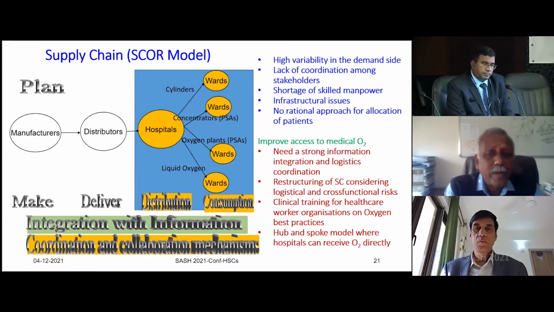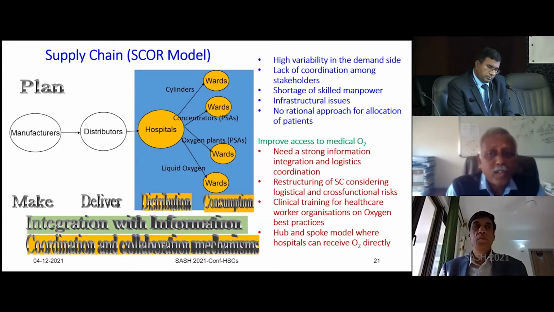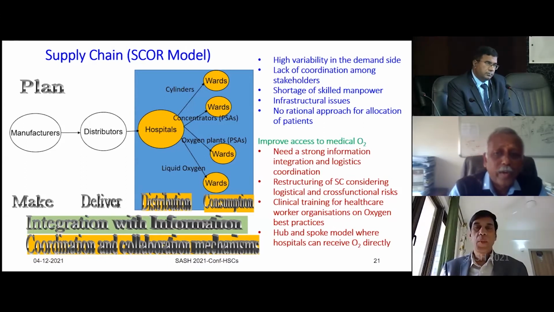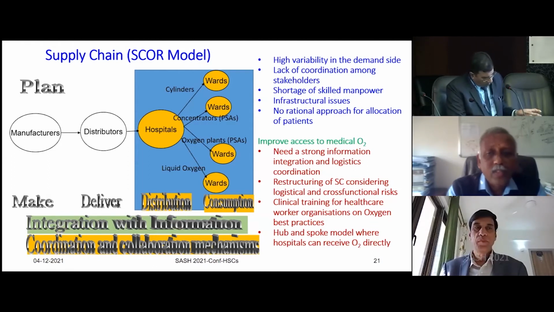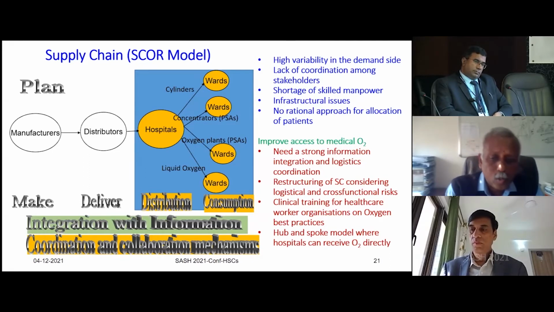That has all happened because of the robust medical information systems or IT technologies that were possible. And the restructuring of supply chains, including logistical and cross-functional risks, was managed. This gives you a clear picture of how oxygen supply simplification, or efficient allocation and distribution of oxygen, helped during this COVID. And the hub and spoke model is well known both in healthcare and outside healthcare settings.